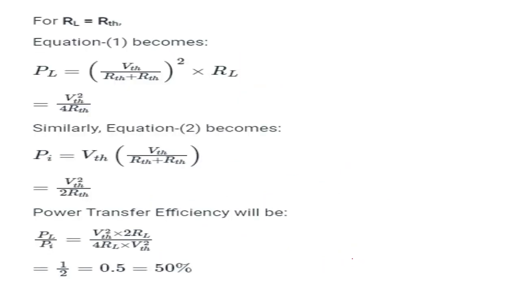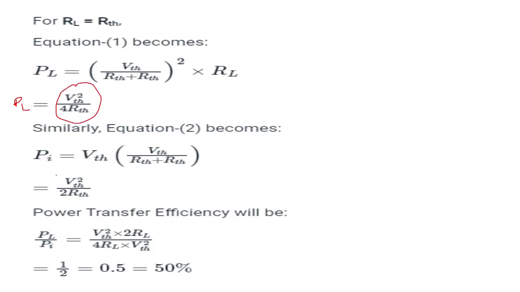So these two powers we can use. For RL equal to RTH, PL will be equal to VTH upon RTH plus RTH, whole square, into RL. This will be nothing but VTH square upon 4 RTH. So this is the equation for PL.